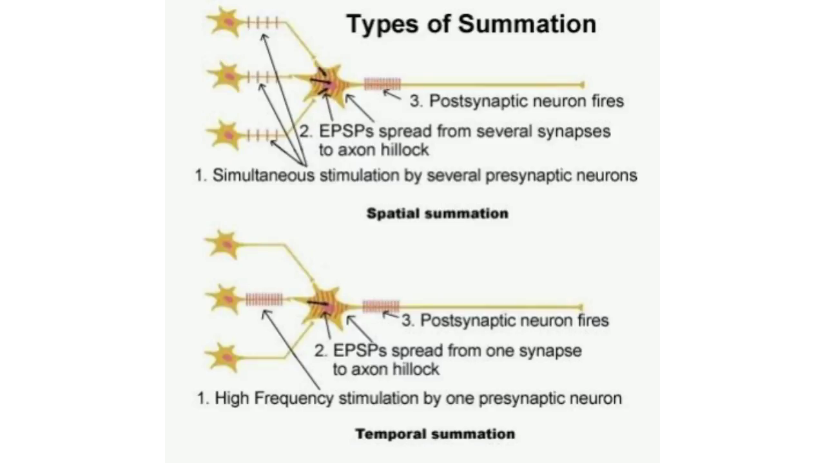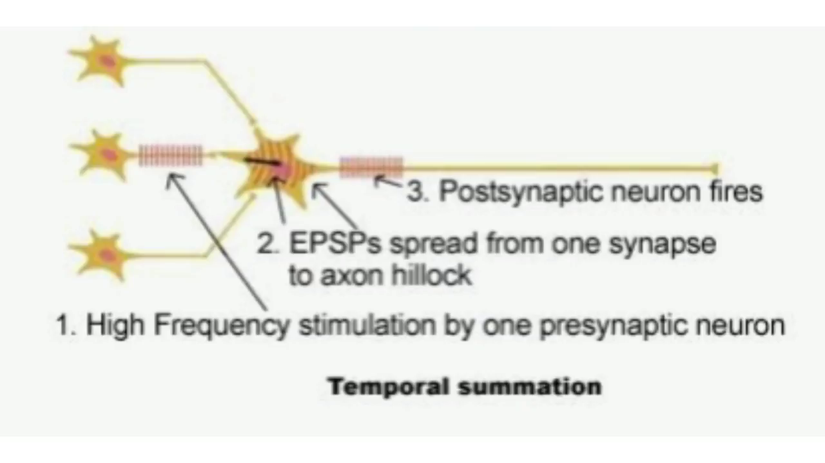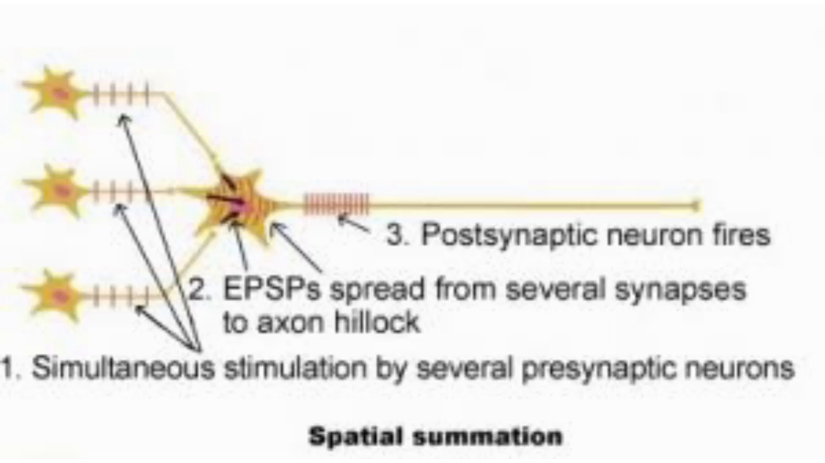In temporal summation, the presynaptic neuron stimulates the postsynaptic neuron multiple times, which produces an action potential. In spatial summation, multiple presynaptic neurons stimulate the postsynaptic neuron, which produces an action potential.